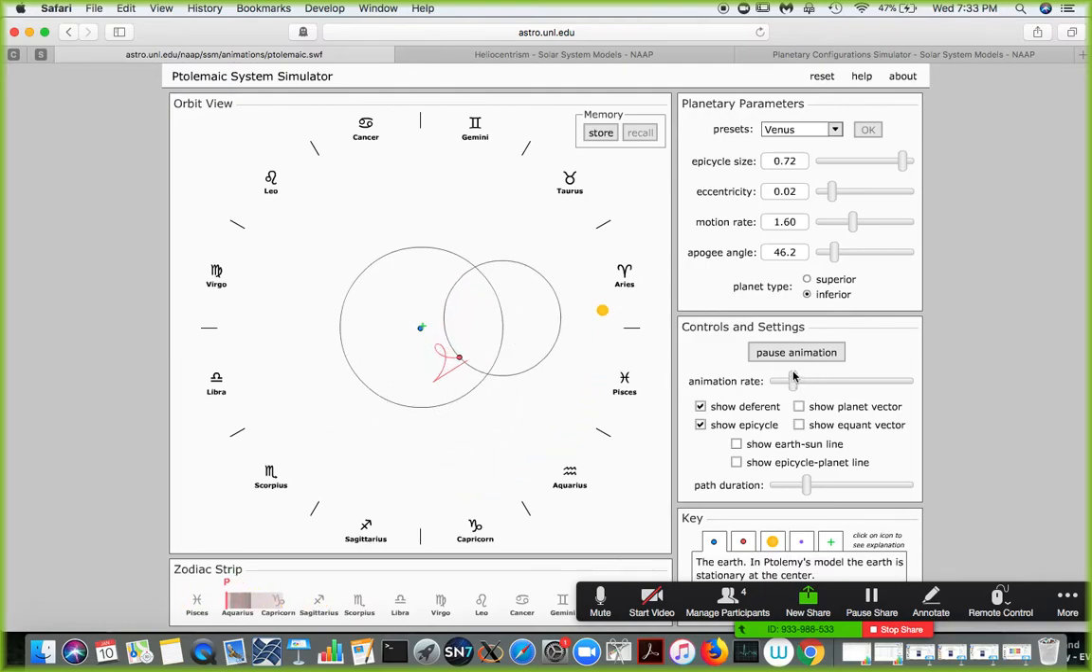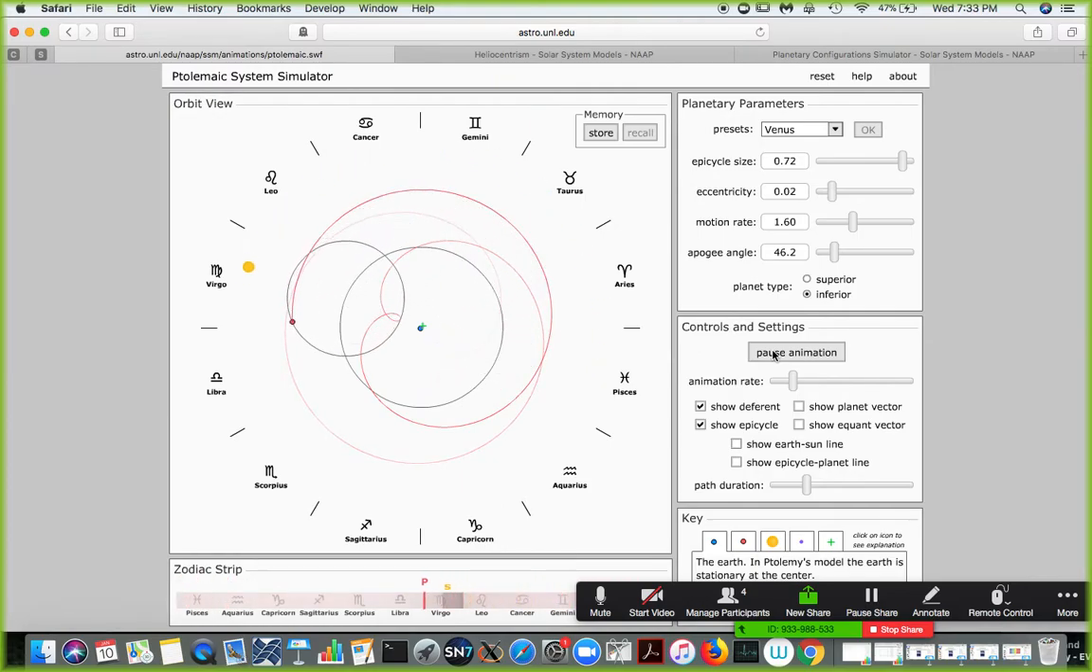There you go. That's Venus, right? Venus always close to the sun. Pause animation. Look closely. In this animation, Venus is always in between Earth and the sun. Is that correct? Venus is never seen beyond the sun. Is that correct? It's never there.